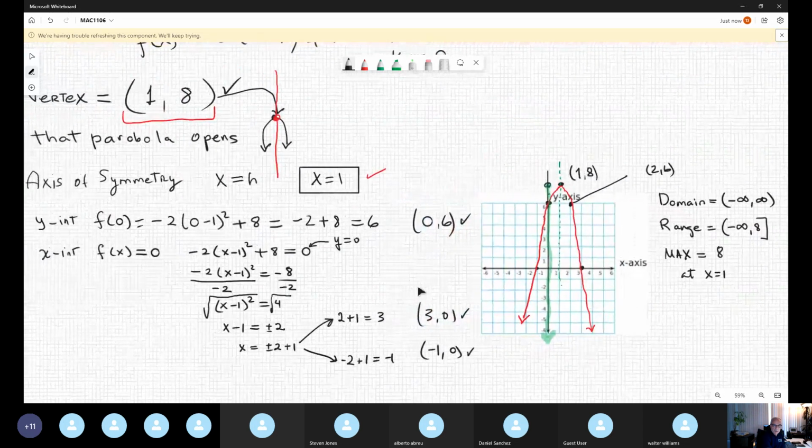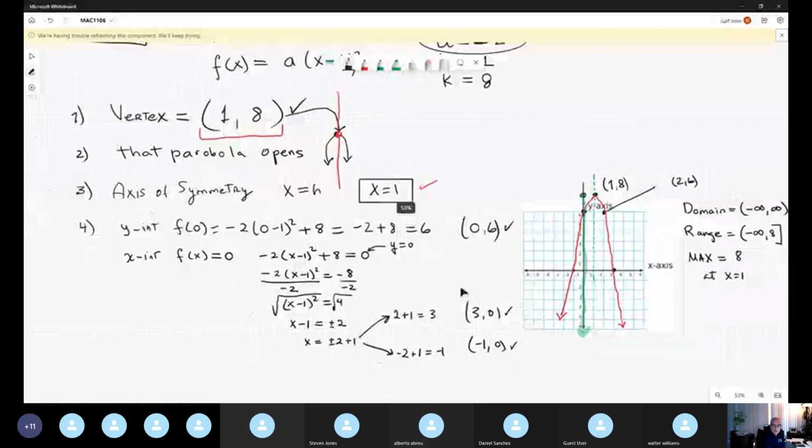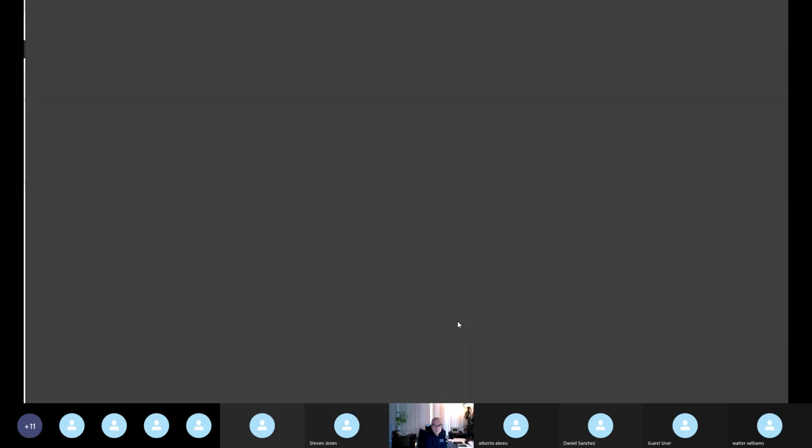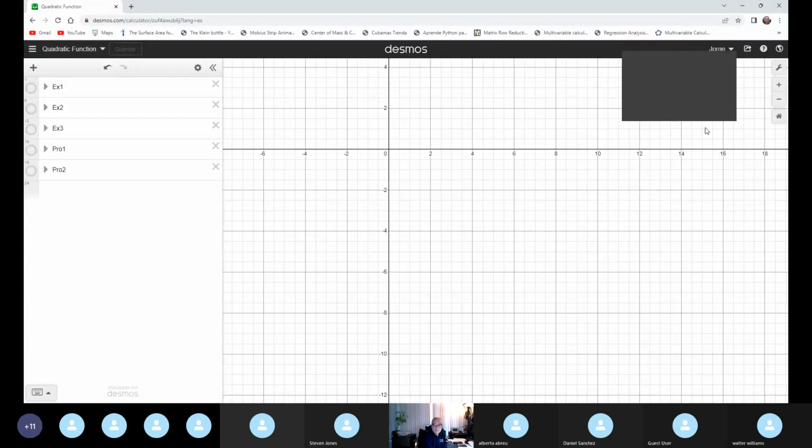However, I don't feel good with this idea. I want to switch into Desmos to see more clearly. Let me share the screen of Desmos. Switching to Desmos. Do you see Desmos now? Yes? Okay, cool.